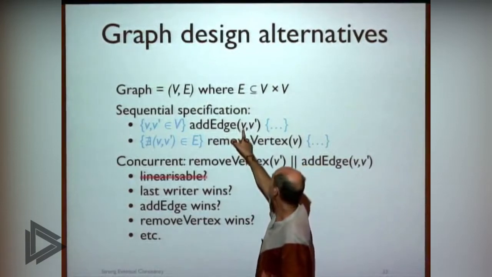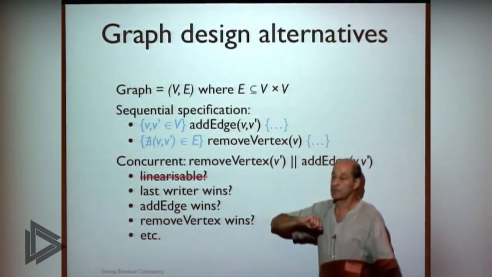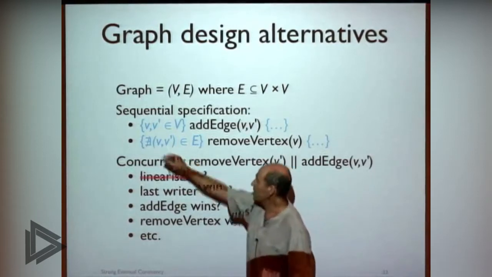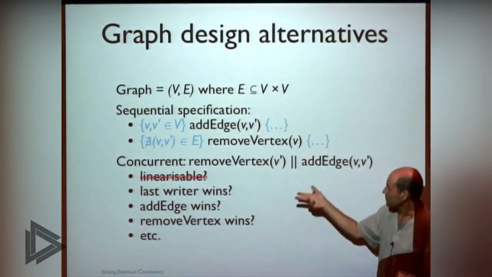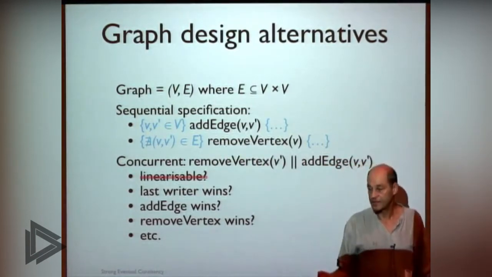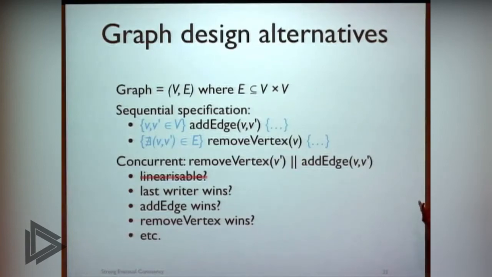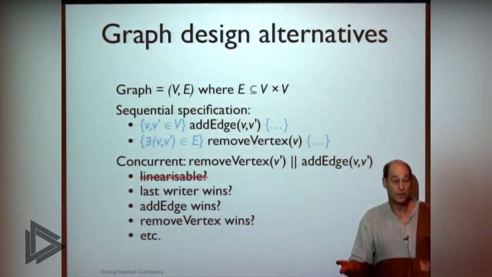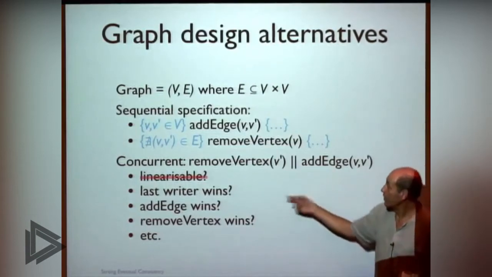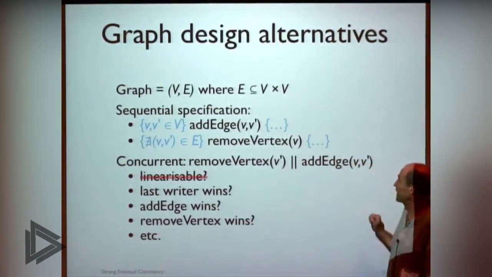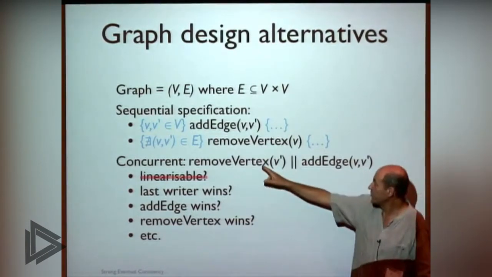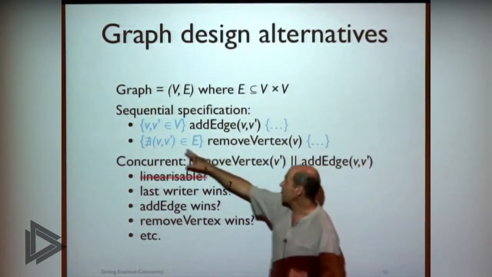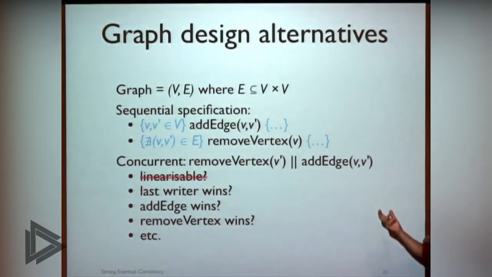It says that you can only add an edge if the two vertices are in the vertex set, and you can only remove a vertex if there is no edge that uses that vertex, right? Now, this adds a new problem. I already had the problem of concurrent adds and removes within each set, which I solved with the OR set. Now I have a new problem. What happens if I have a concurrent remove vertex with add edge? If I'm trying to remove a vertex, even if I think locally that I'm allowed to because there's no edge on it, somebody might be adding an edge.